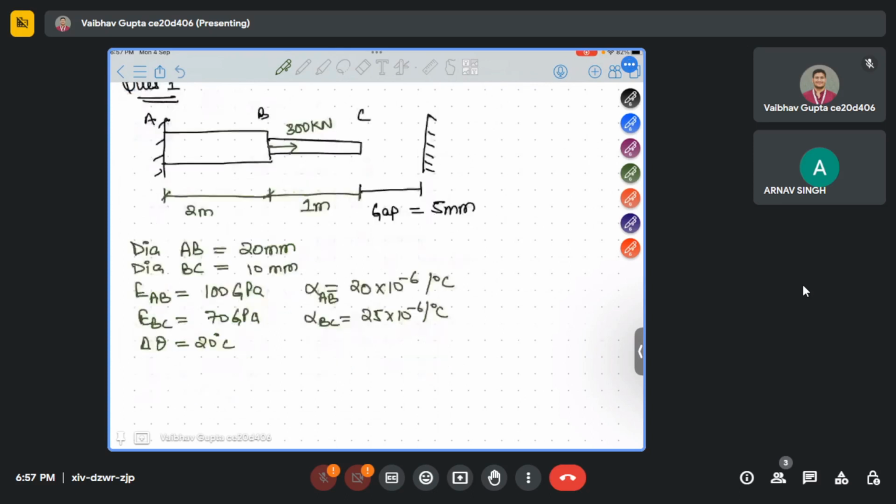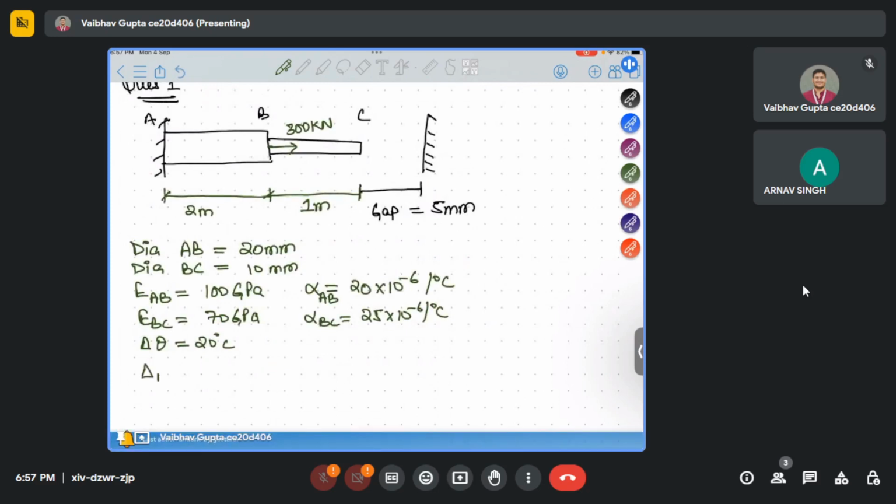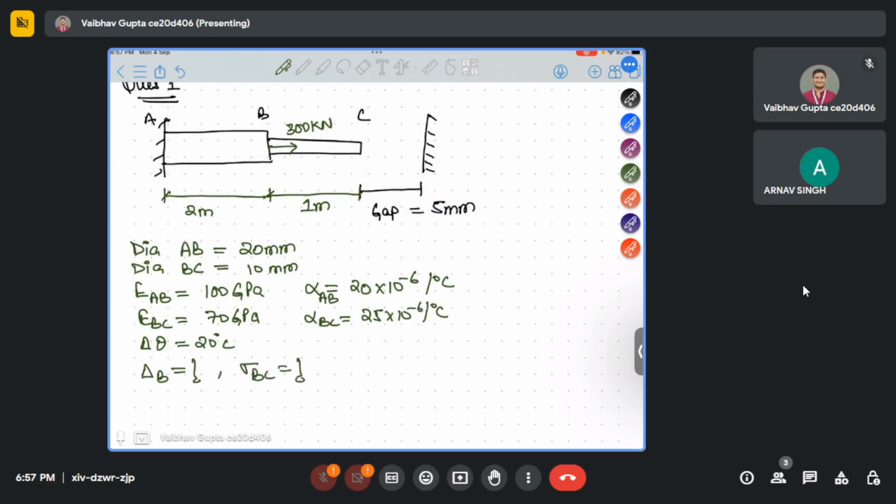Here we have to find out delta B, stress at BC and stress at AB. As no gap should be left, no gap should be left.